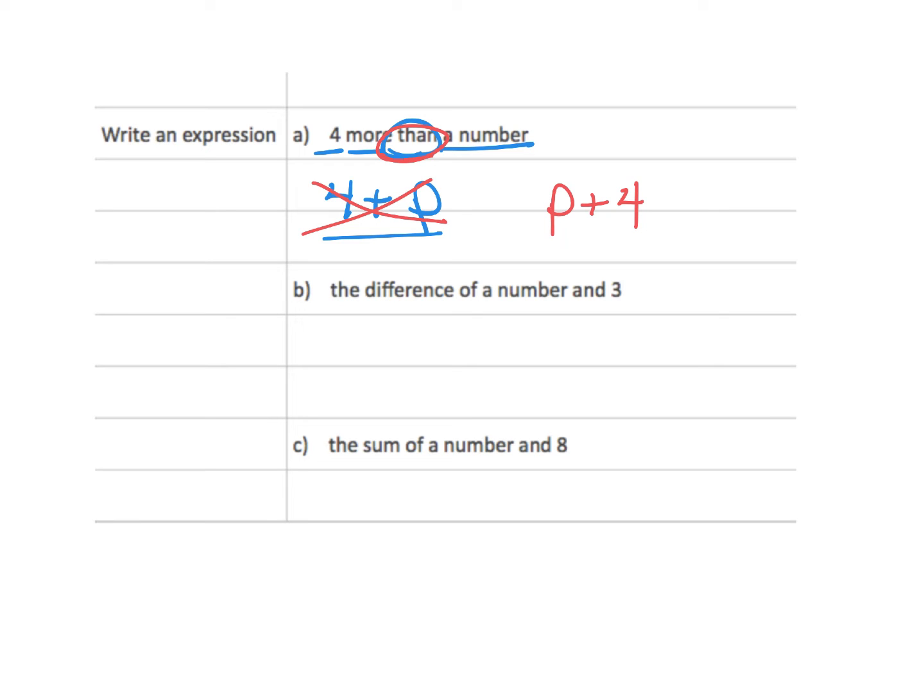Let's try the next one. The difference. That means we're going to subtract of a number. So again, we don't know what it is. I'll use N and 3. And whatever order they're in, N and 3, the subtraction sign goes in between. Same thing with letter C. The sum. That means we're going to add of a number, let's use Q, and 8. None of the words from, than, or to, so we don't switch them around, and they have to be in the order that they are written.